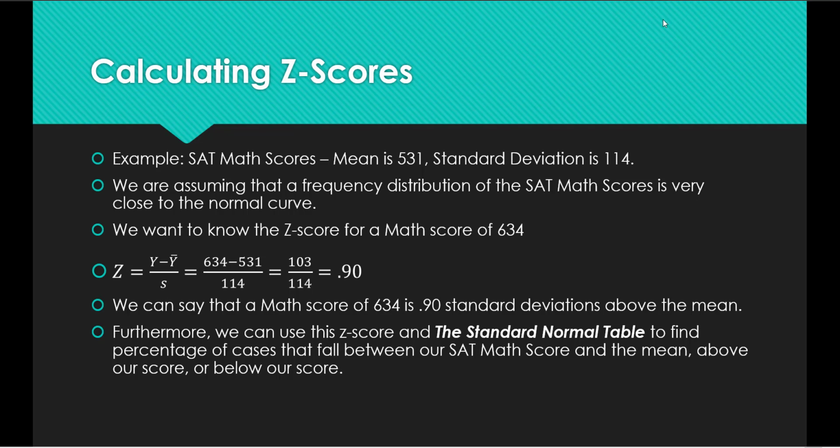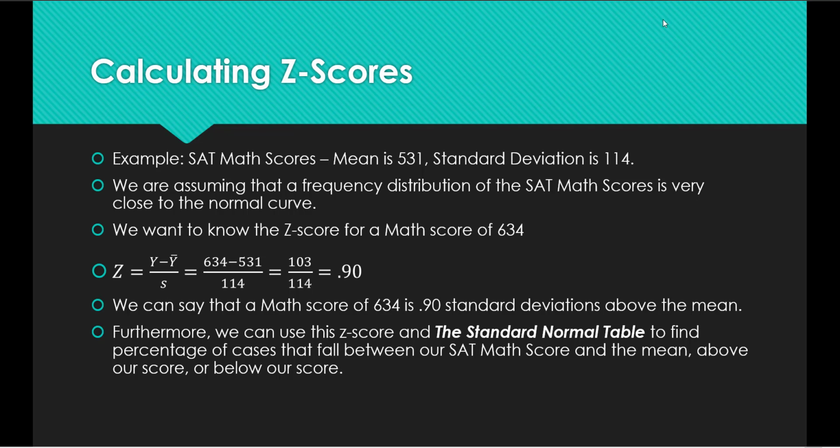So let's look at SAT math scores. The SAT math scores have a mean of 531 and a standard deviation of 114. We're assuming that a frequency distribution of the SAT math scores is very close to the normal curve. We may be wrong, but we're going to make that assumption for this example. And so we want to know the z-score for a math score of 634. So we have a mean of 531, a raw score of 634, and a standard deviation of 114.